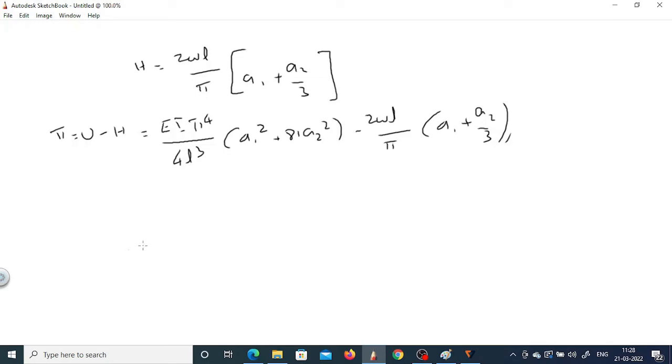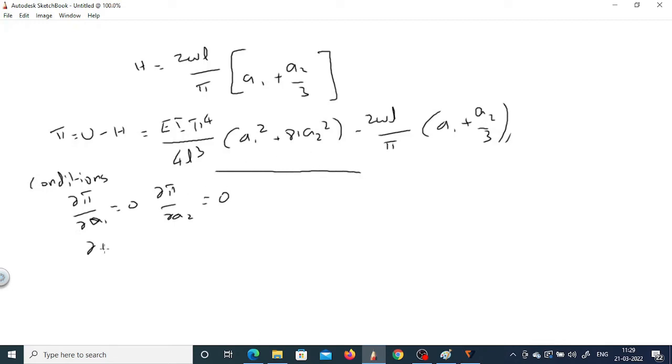So if I want to simplify, this condition should be satisfied. In this step, we should consider the conditions. According to the problem, we have two Ritz constants, A1 and A2. So we differentiate dou pi by dou A1, which is equal to 0. Similarly, dou pi by dou A2, which is also equal to 0. We should consider those terms. So let's see dou pi by dou A1 with the available equation. Dou pi by dou A1 is equal to, here the common term, EI pi power 4 divided by 4L cube, I wrote the same.